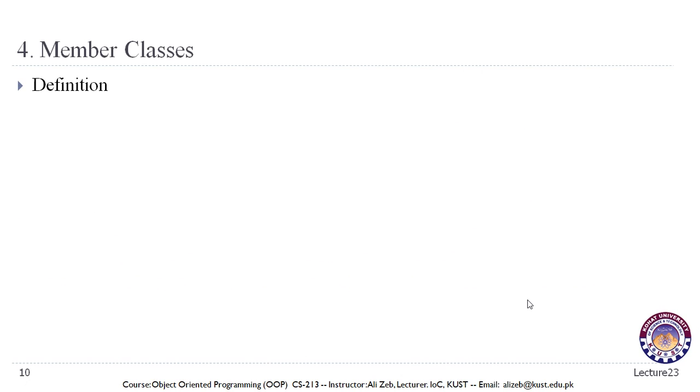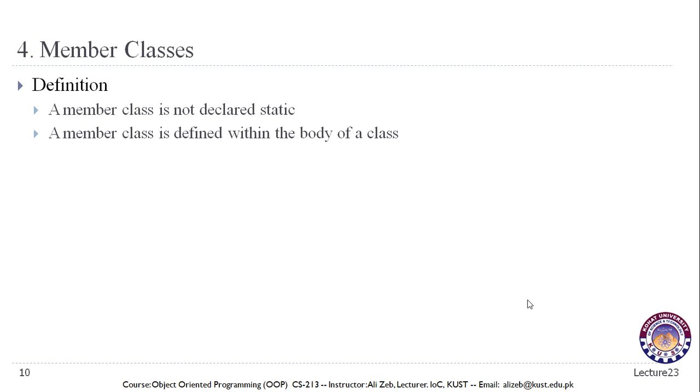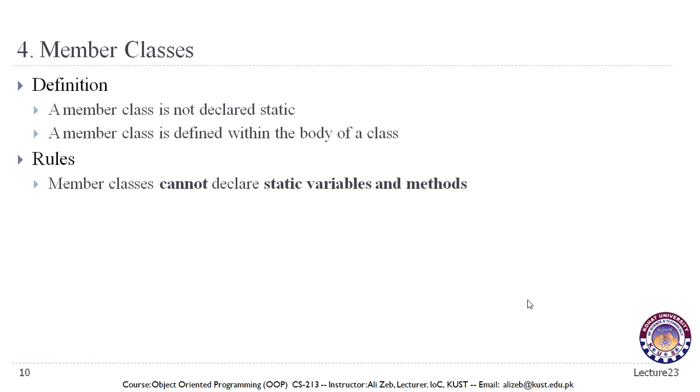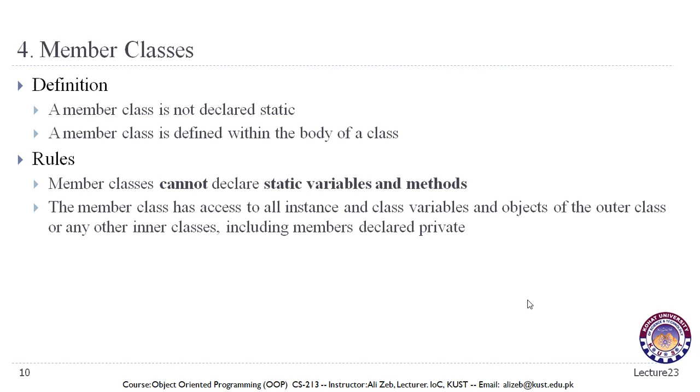Member classes. A member class is not declared static. A member class is defined within the body of a class. The rules for member classes are: member classes cannot declare static variables and methods. So we need to remember that a member class cannot declare static variables and methods.